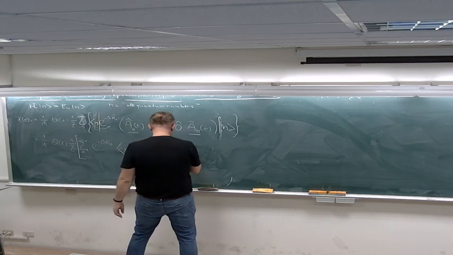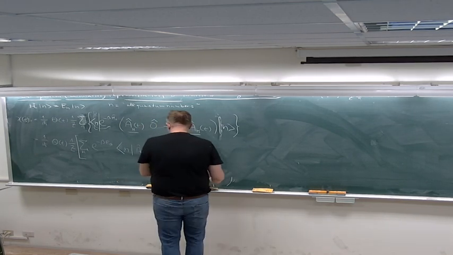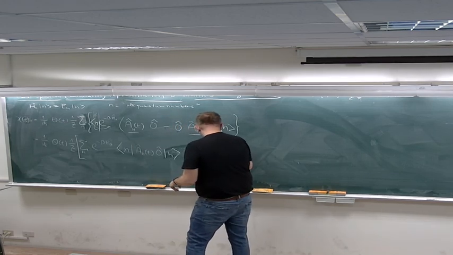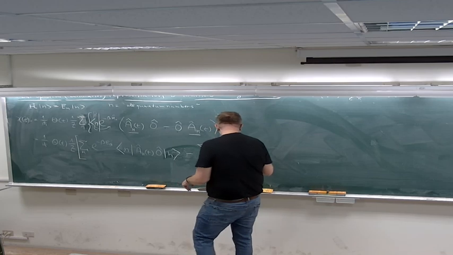Same. So there will be the minus. I'm copying the minus. And let me call this summation index m. And then I will add the e to the minus beta E_m.